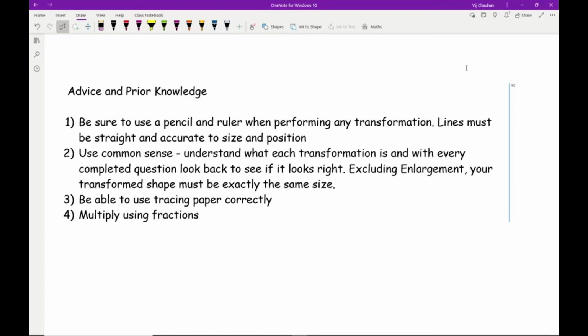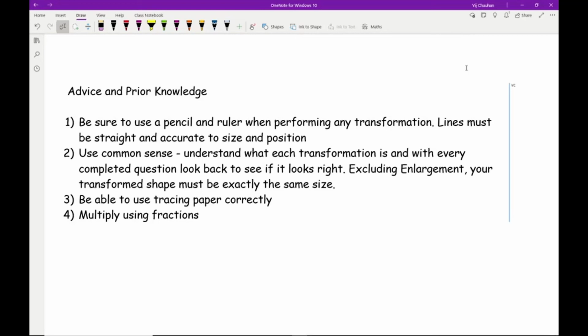Now the second point is make sure you're using common sense. As I always keep saying, to do well in maths it's about 65% knowledge, 35% common sense. So understand what each transformation is, and with every completed question look back and see if it looks right, and you'll know when you go through practice of things that don't quite look right and things that could be passed off as the right answer.